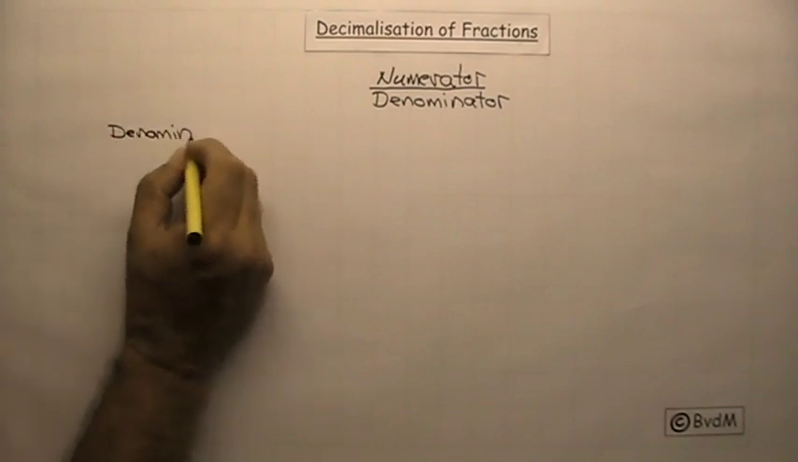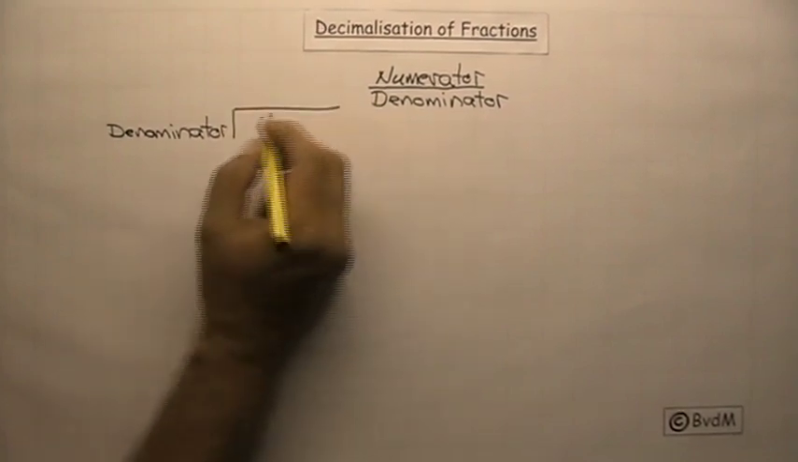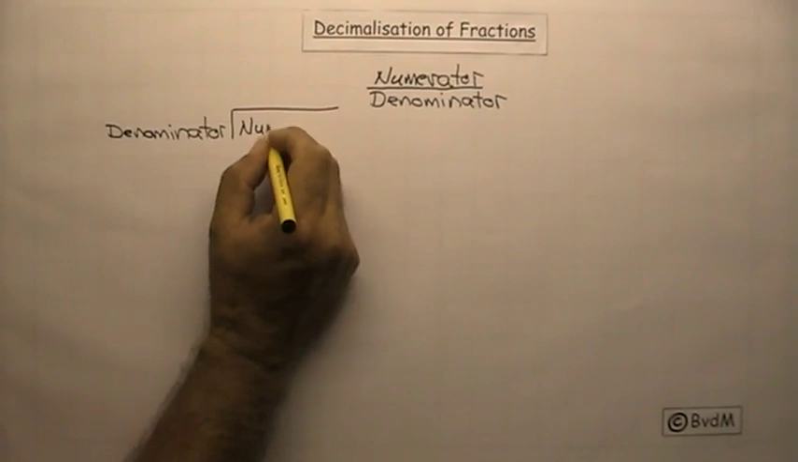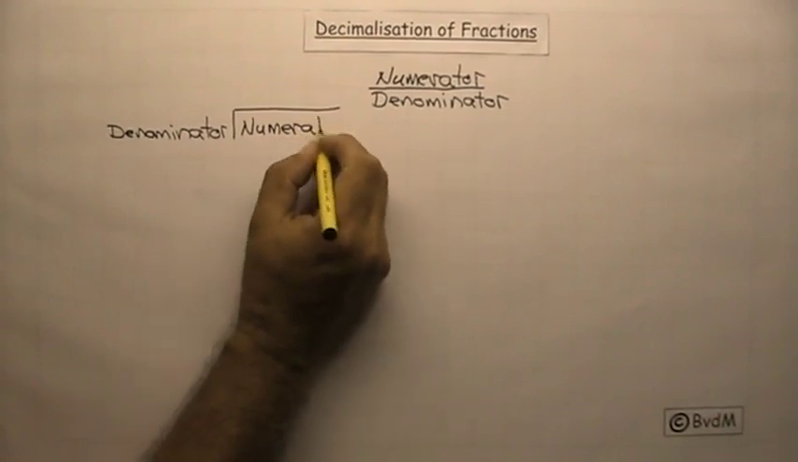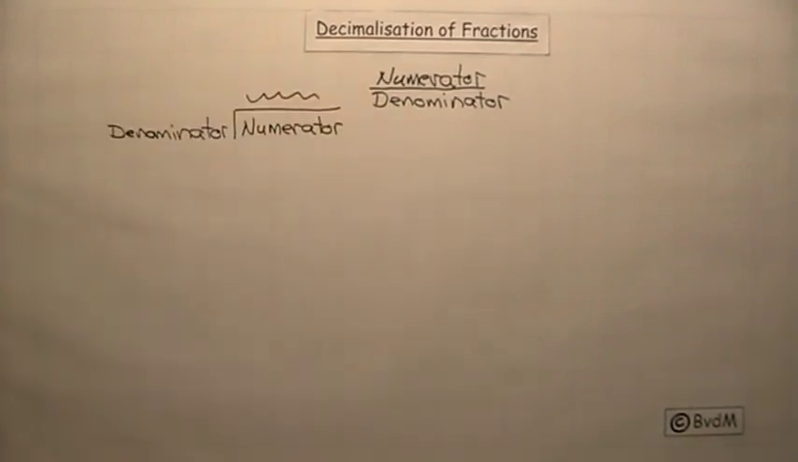the denominator will divide into the numerator, and I will get my answer up there, or the quotient. When you divide two things, the answer is called a quotient.